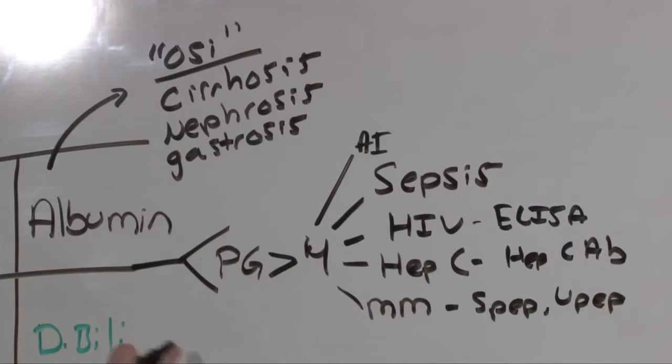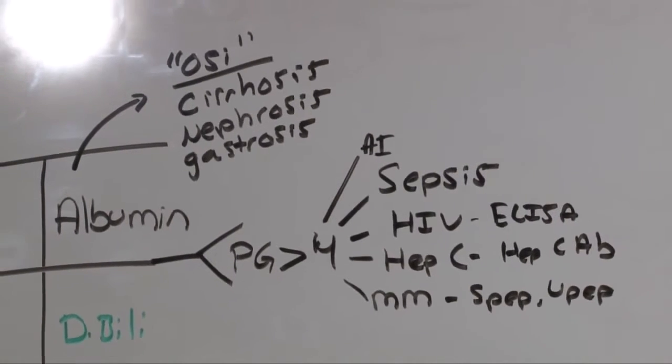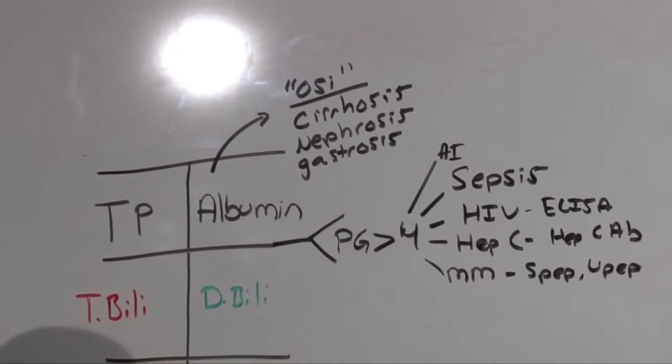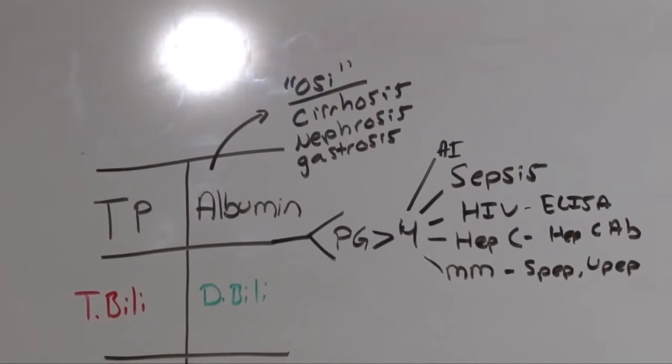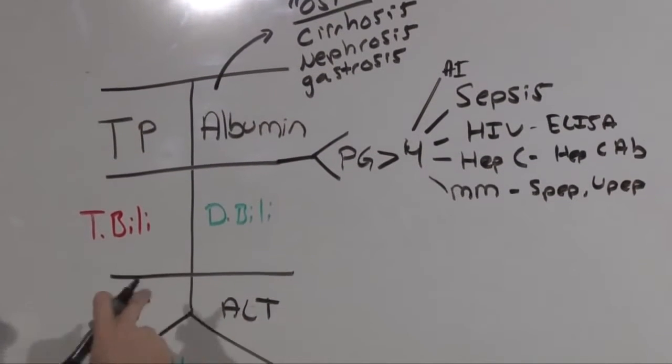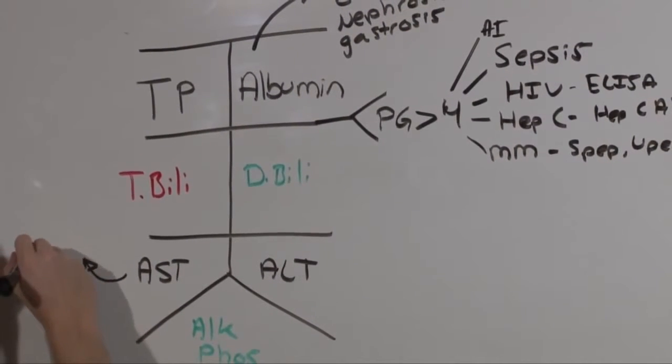Now you may have noticed that these are color-coded, right? And the total protein, albumin, AST, and ALT are all black. They're all black because they are liver enzymes. When your liver is broken, the albumin will go down. When your liver is inflamed, the AST and ALT will go up. The AST may also be muscle breakdown.